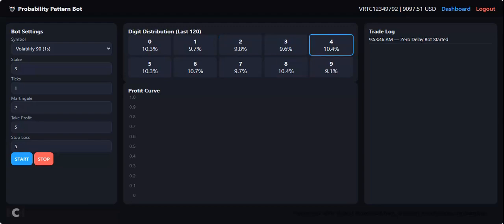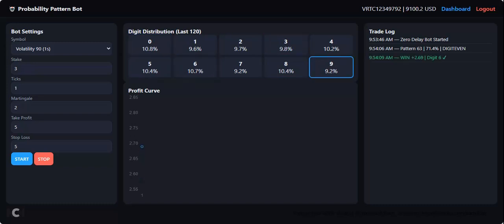Here we can see the distribution of digits from 0 to 9. The system tracks how frequently each digit appears, allowing traders to detect imbalances or patterns in the market behavior. When certain digits become statistically stronger or weaker, it may signal potential trading opportunities.